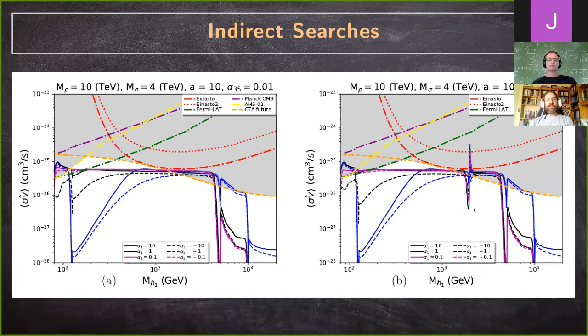But indirect search has a possibility. This is the region of interest with masses around some TeV for the dark matter. And we can see that for representative values of the parameters, this model can be confirmed or excluded by CTA, for instance.